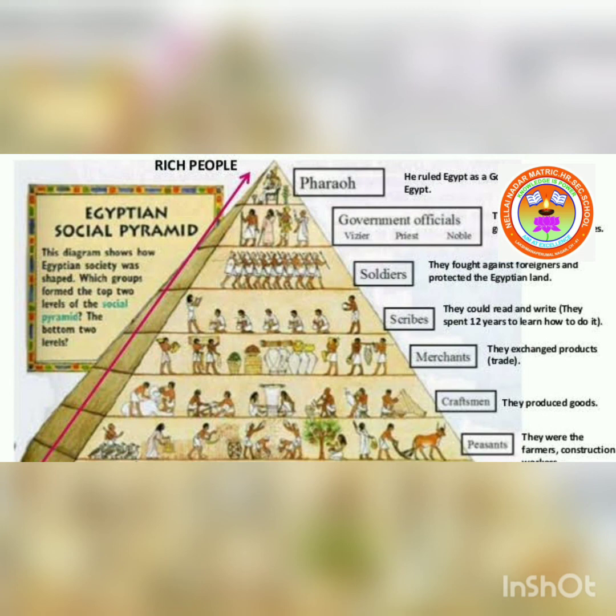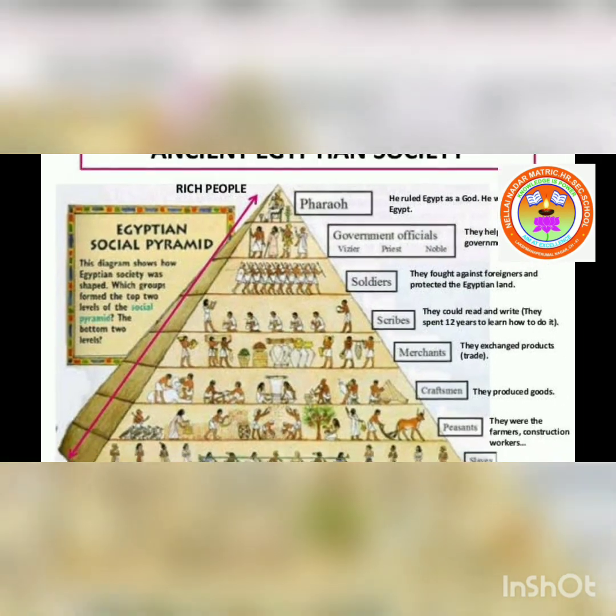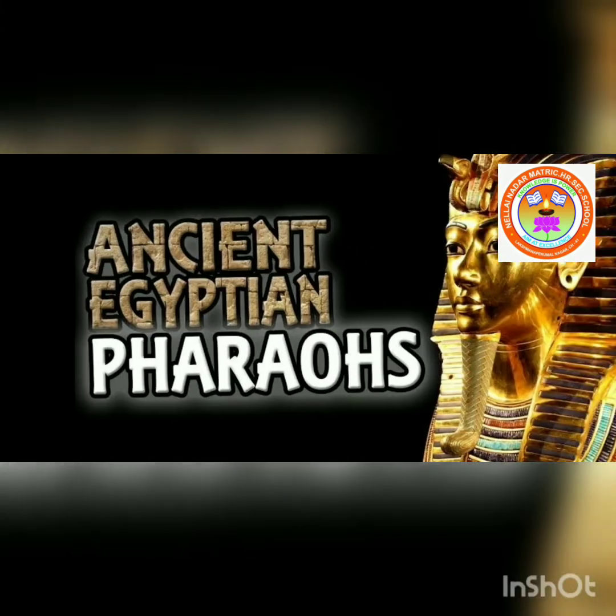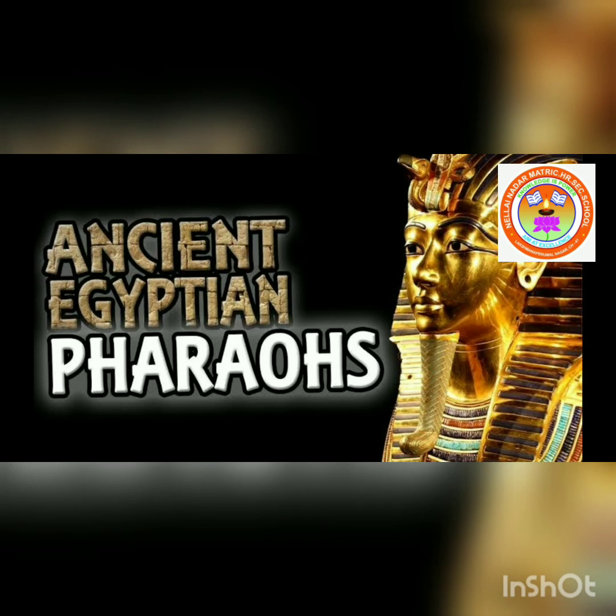Viziers were the high officials who administered territories under the direction of the pharaohs. The Egyptians believed in life after death. Therefore, they preserved the dead body. The art of preserving the dead body is known as mummification. Here you can see the ancient Egyptian pharaohs.